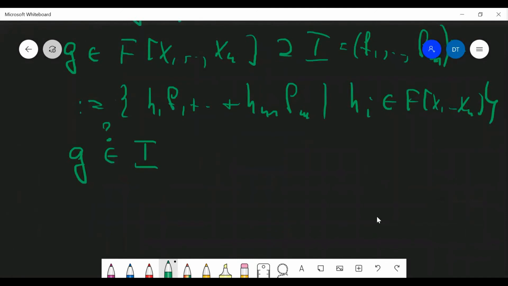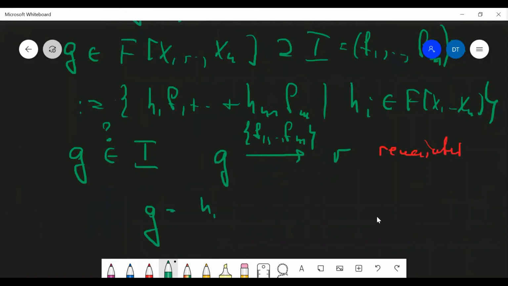You could divide or reduce your polynomial G with respect to the set of polynomials F1, ..., Fm, and you will get a remainder. What does it mean? It means that you represented your polynomial in this form. If it happens that R is 0, then it's clear that polynomial G is inside the ideal. But if R is not 0, it doesn't mean in general that G is not inside the ideal.